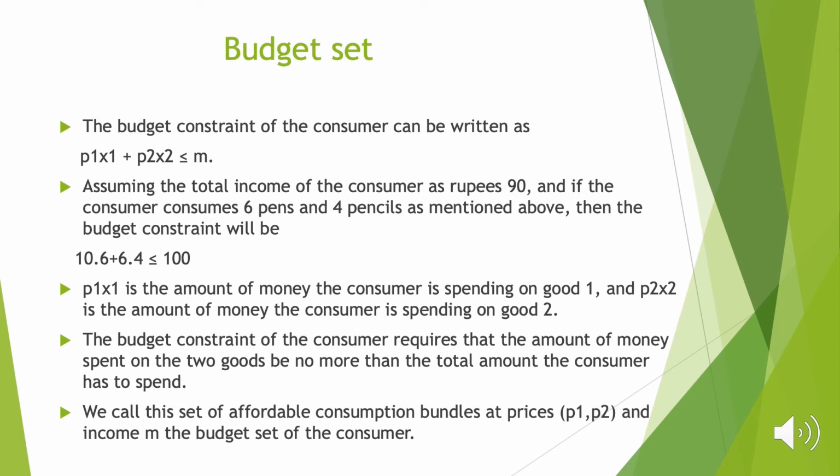Assuming the total income of the consumer as rupees 100, and if the consumer consumes 6 pens and 4 pencils, as mentioned above, then the budget constraint will be 10 into 6 plus 6 into 4, which is 60 plus 24, that is 84. It's always less than or equal to 100. So here the consumer is within his budget constraint. P1 x1 is the amount of money that the consumer spends on good 1, and P2 x2 is the amount of money that the consumer spends on good 2.